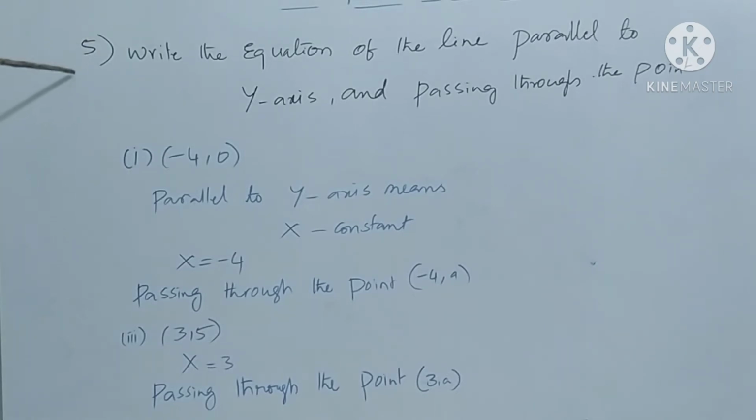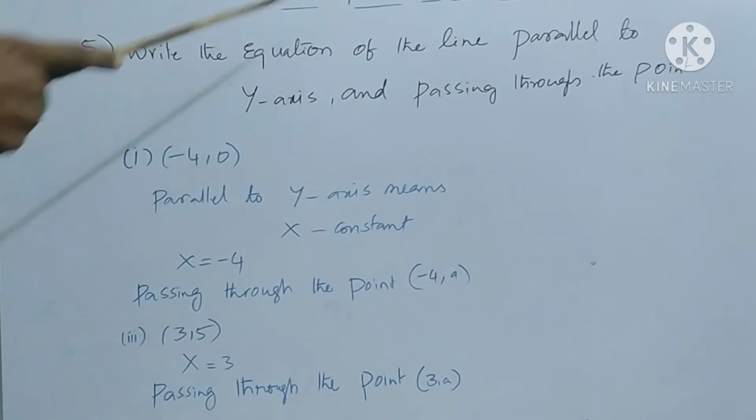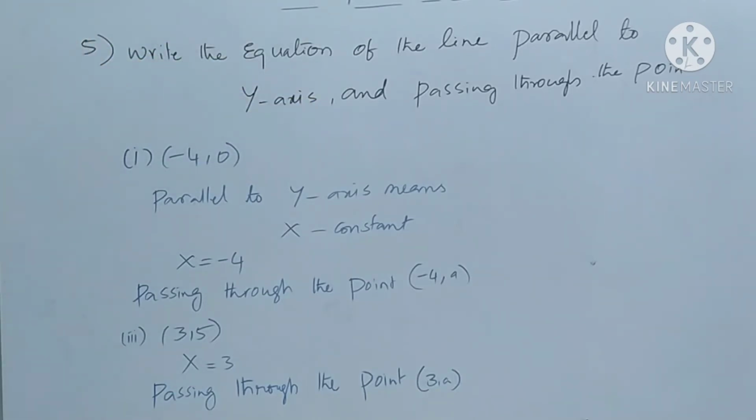So this is our fifth Roman. Write the equation of the line parallel to the y-axis and passing through the point. In our previous question, we wrote the equation of the line parallel to the x-axis. So here our point is (-4, 0).